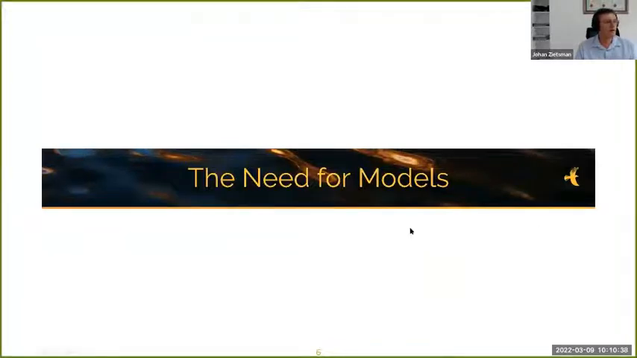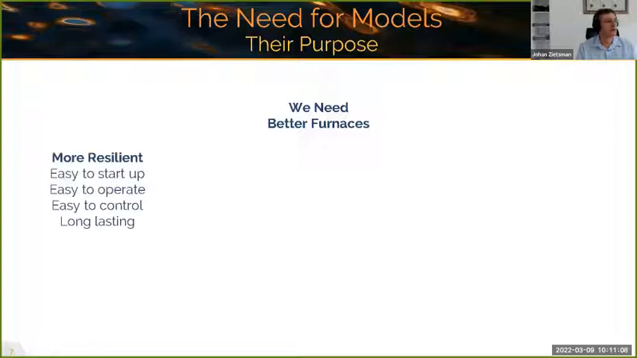Now let's have a look at models. I've been modeling since I started my engineering studies, different types of little computer programs, because that's what I loved to do from a very early age. But the need for models is really triggered by the need for better furnaces. If we go into the future as a pyrometallurgical industry, I do believe we need to be doing things a little bit better than what we are currently doing.